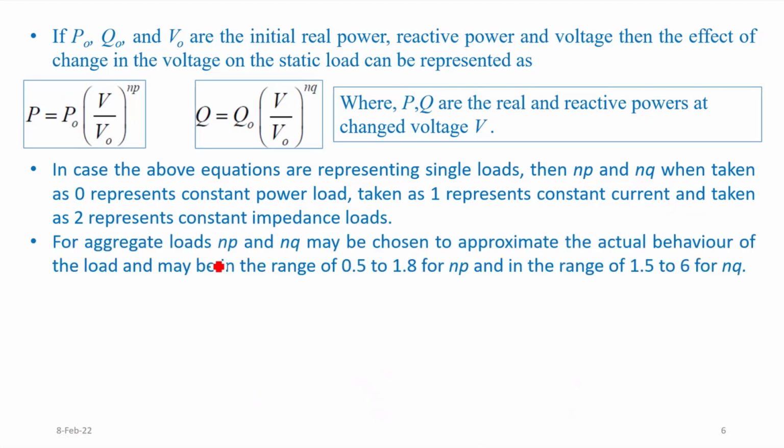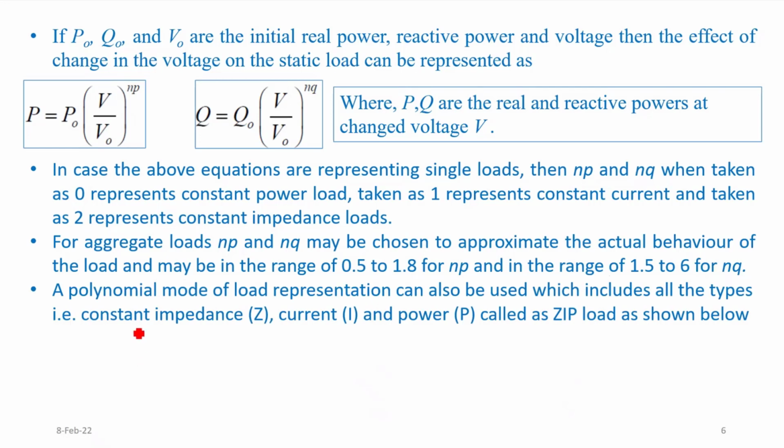For aggregate loads, NP and NQ may be chosen to approximate the actual behavior of the load, and may be in the range of 0.5 to 1.8 for NP and in the range of 1.5 to 6 for NQ. For aggregate load, a polynomial model of load representation can also be used, which includes all types of loads: constant impedance, constant current, and constant power. We call it the ZIP load.